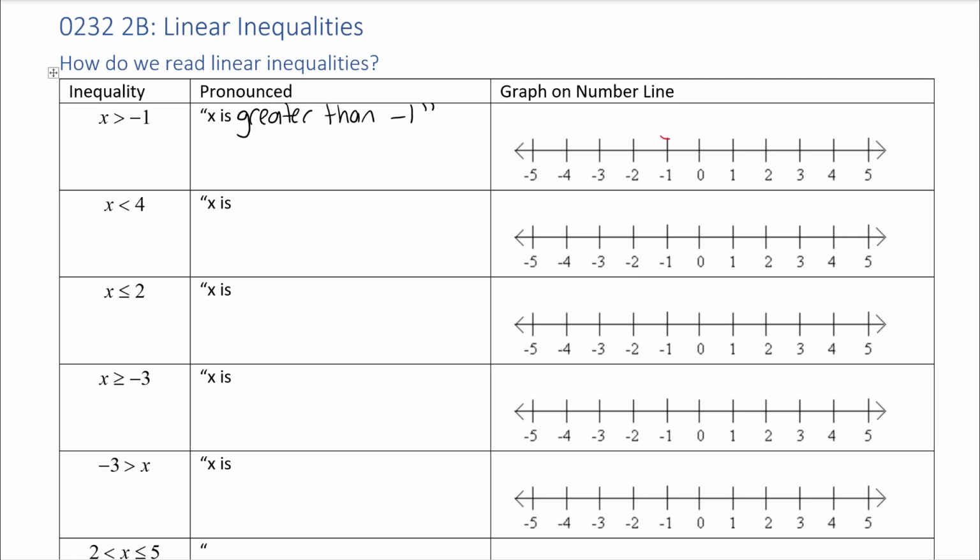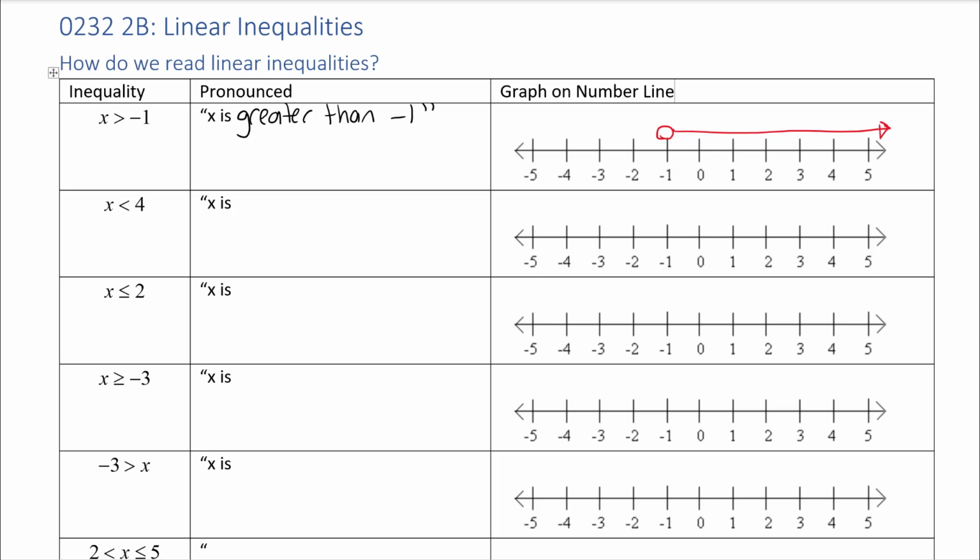At -1, we're going to have an open circle. The x is not allowed to equal -1, but it's allowed to be just right up close to it as long as it is greater than -1. So anything greater than -1 works. So we have an open circle meaning not equal to, and then anything to the right.